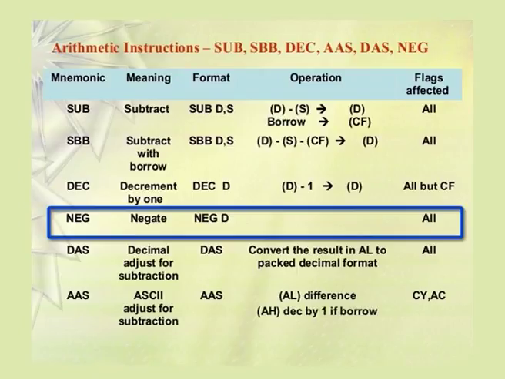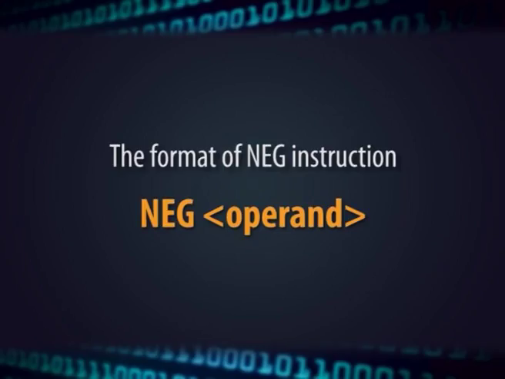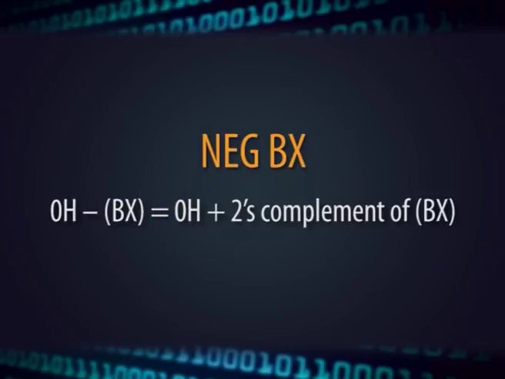Another instruction, negate, abbreviated as NEG, operates on data operands. The format of the NEG instruction is NEG operand. For example, if the instruction is NEG BX, the computation performed will be 0 minus BX. That means 0 minus BX is replaced by the 2's complement of BX. That is, complement all the bits of BX and add 1 to it.